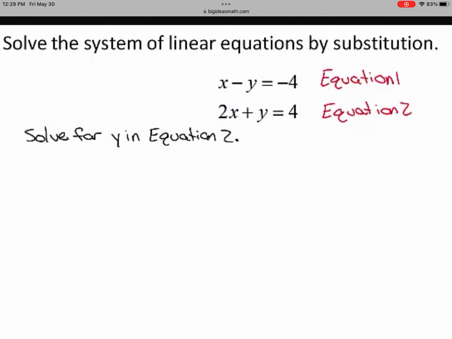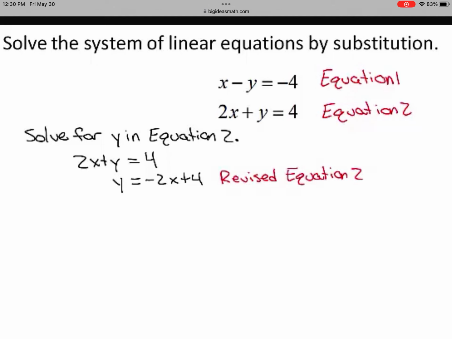First solve for y in equation 2. Begin by writing the equation. 2x plus y equals 4. Then subtract 2x from each side of the equation to get y equals negative 2x plus 4. So revised equation 2 is y equals negative 2x plus 4.